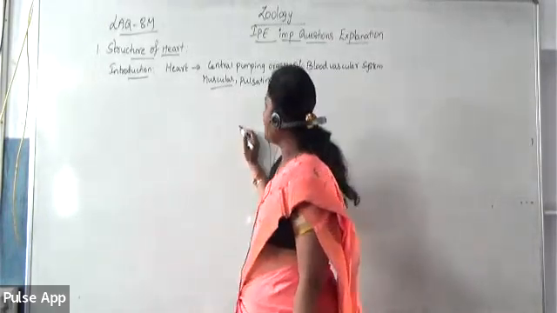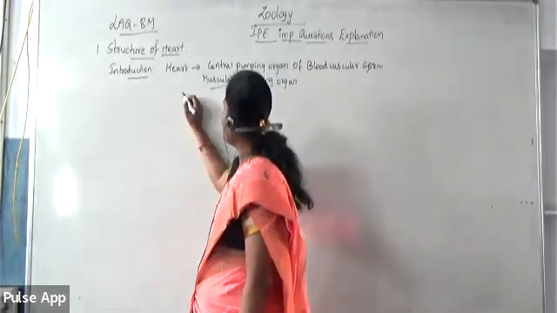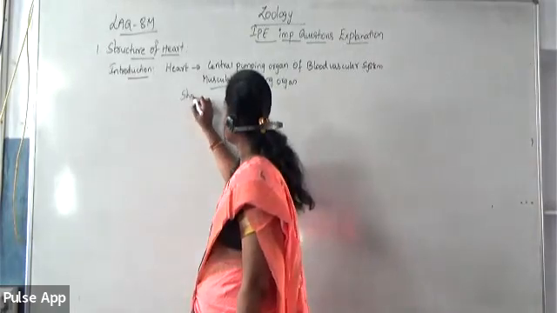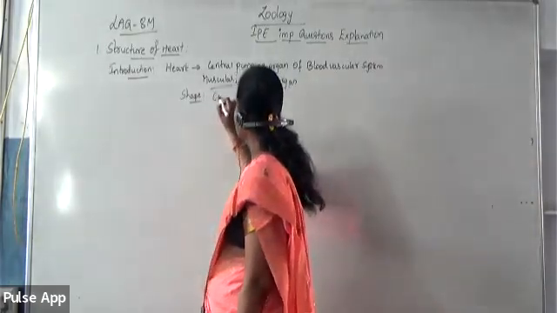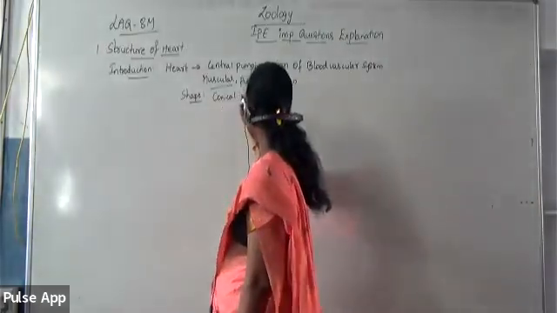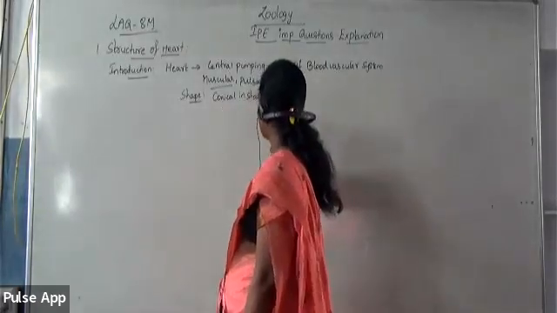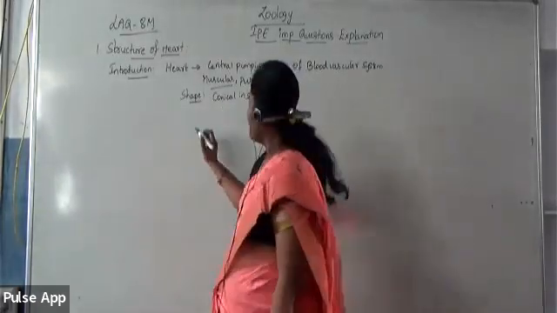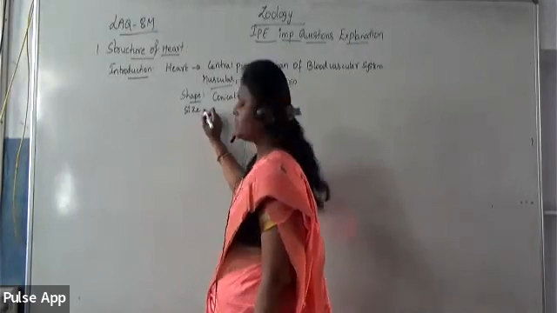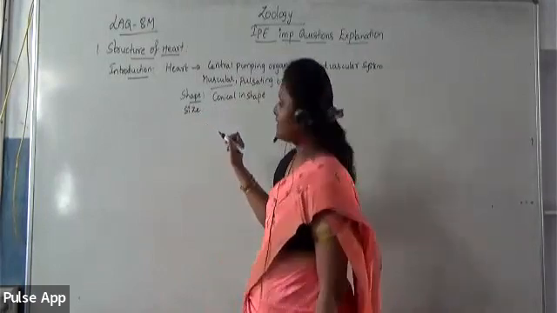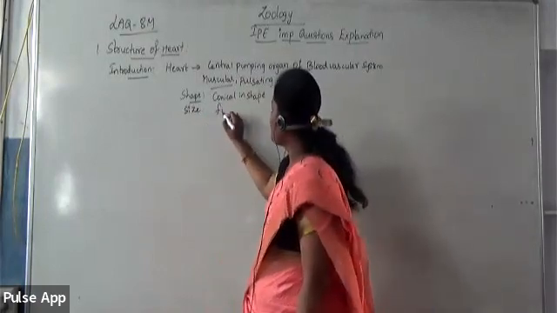So then next, coming to size and shape of the heart. What is the shape of the heart? Heart is conical in shape. So just one word you can remember: heart is conical in shape. And coming to the size of the heart, the heart is about the size of a fist.